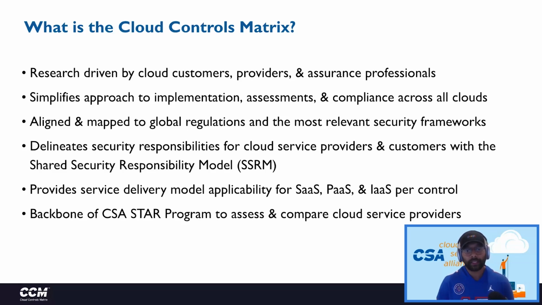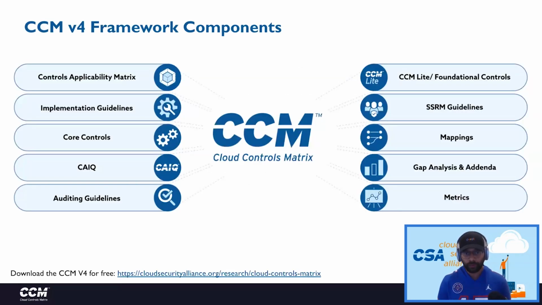It also provides service delivery model applicability, where each control is divided between SaaS, PaaS, or infrastructure as a service, and how each of the controls applies to each of these service models. CCM is kind of the backbone of the CSA STAR program, which not only assesses, but also provides validity of the certification and assessment comparison between all cloud service providers. So the CCM version 4 framework basically consists of 10 components.